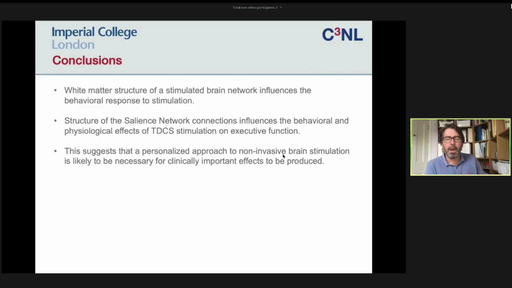injury. And so I think what this suggests from a clinical perspective is that we need a personalized approach to non-invasive brain stimulation, which factors in some measurements or some information about the structure of the networks that we want to stimulate. And this is likely to be necessary if we're able to produce clinically important effects.